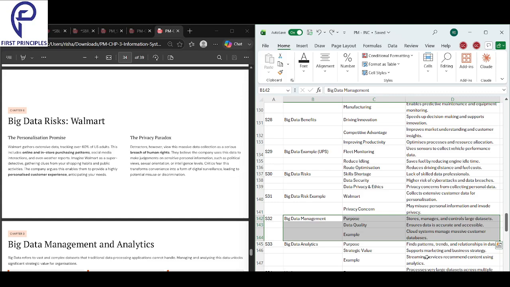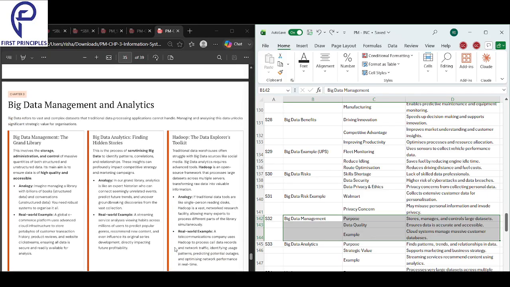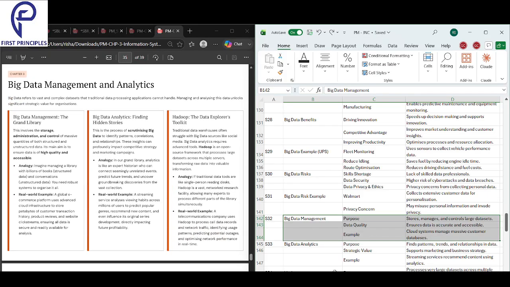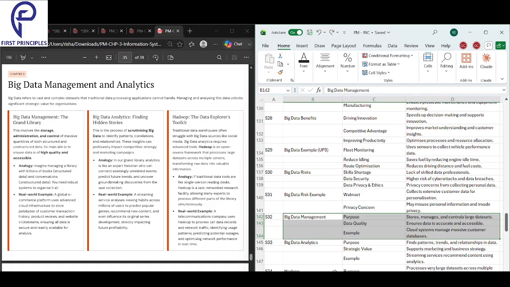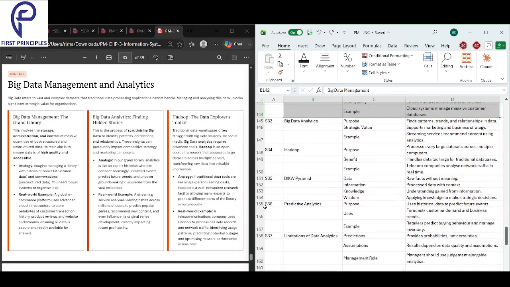Next, big data management. Now let's look into big data management. First is purpose: it stores, manages, and controls large data sets. Data quality: it ensures data is accurate and accessible. Example, cloud systems manage massive customer databases.